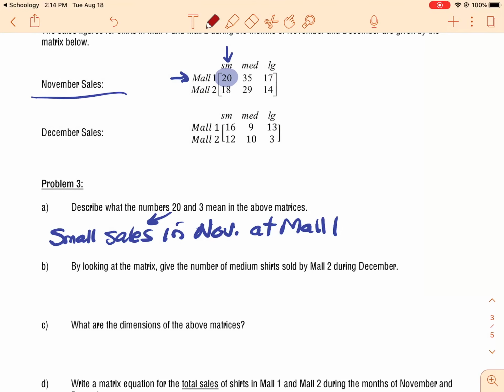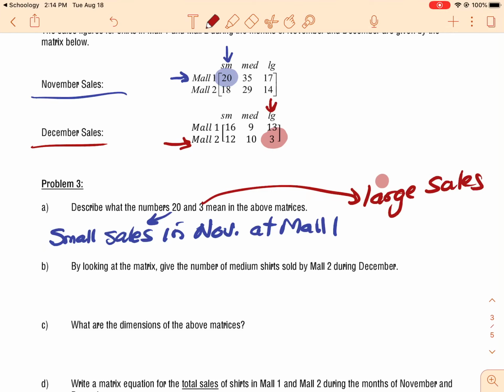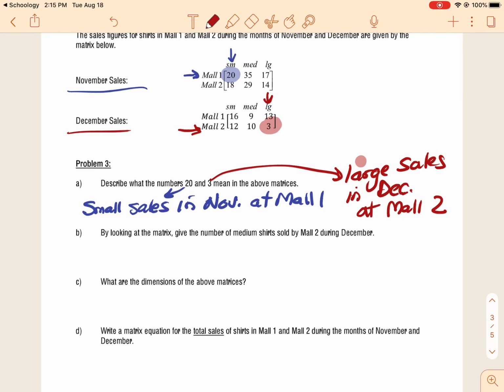If we look at the 3, where is that at? So the 3 is right here. And we're thinking there's that column, this row. Put those together. It's our large sales in December at Mall 2. So you're just kind of picking apart what that number represents in each of the matrices.